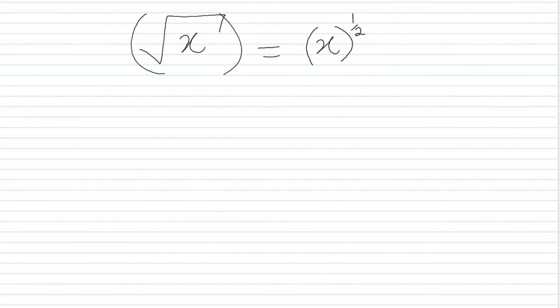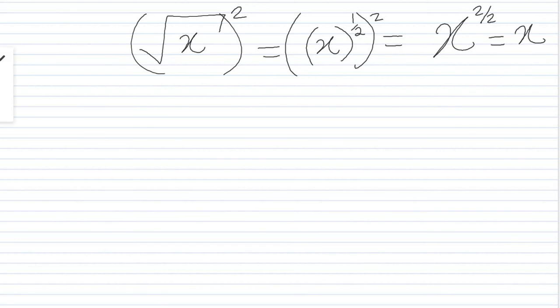Raising something to the power of 1/2 is the same thing as saying the square root of that thing, and then squaring that, so you have x^(1/2) squared. But guess what? The two powers are going to multiply, so you have x times 2 divided by 2, so you just have x. So basically, whenever you square a square root, you're just going to get the answer that is actually inside of the square root.